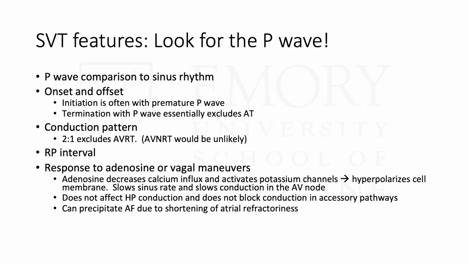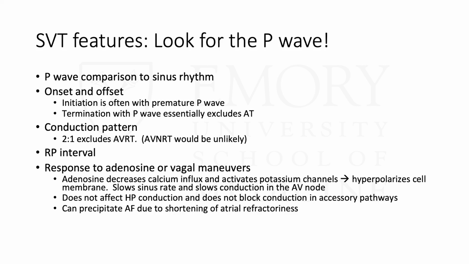We look at the conduction pattern. So if you have a 2-to-1 pattern, then that excludes ABRT. And the reason is that in ABRT, both the AV node and the atrium are essential components of the tachycardia. So there is no way that the tachycardia could be occurring if the conduction is not 1-to-1. So it's atrium, ventricle, atrium, ventricle. So if it's a 2-to-1 pattern, that excludes ABRT. You can see block with AVNRT, and that's unlikely.